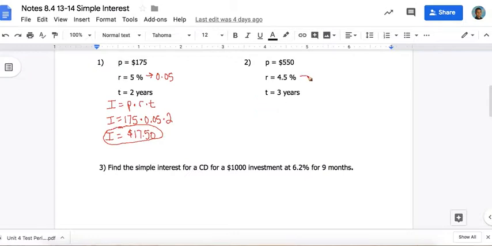Number two, the principal is $550. The rate is 4.5%, so we're going to change it to a decimal by moving it 2 to the left. So 0.045, and the time is 3 years. So first step, write the formula. I equals principal times rate times time. Now we're going to plug in the numbers. The principal is $550. The rate as a decimal is 0.045, and the time is 3 years. When I multiply that together, I get $74.25.